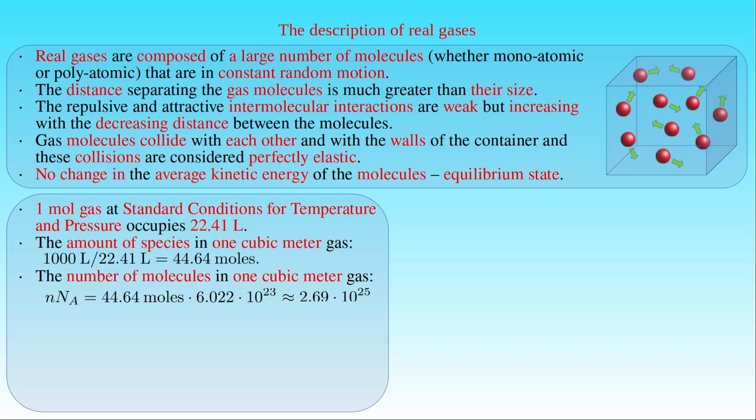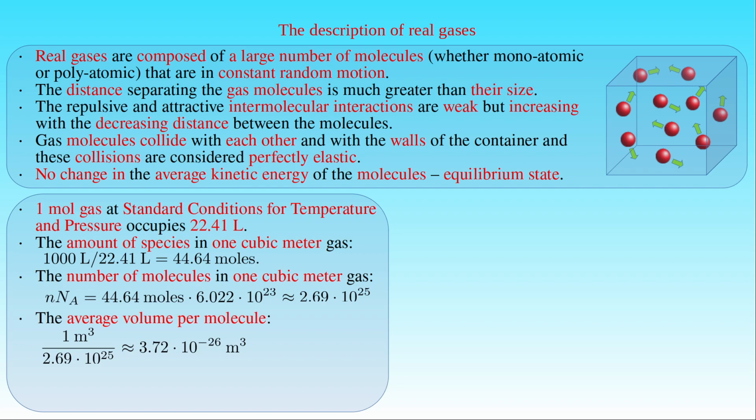If we want to obtain the average volume per molecule in 1 cubic meter, that is the average volume enclosing a single molecule in constant random motion within the spatial volume of 1 cubic meter, then we need to divide 1 cubic meter by the number of molecules in this spatial volume, that is by 2.69 times 10 to 25. This gives 3.72 times 10 to minus 26 cubic meter of average volume per molecule.